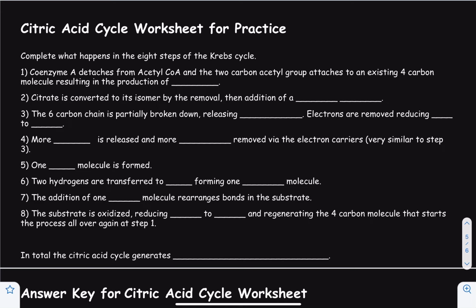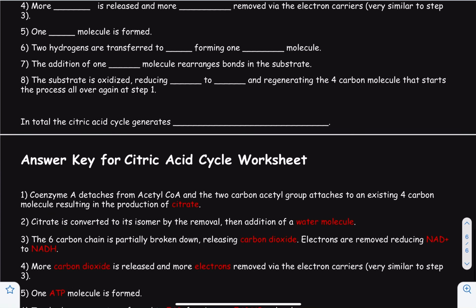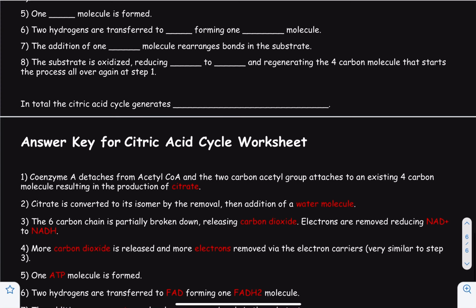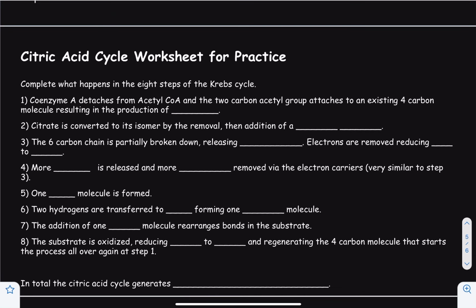More blank is released and more blank is removed via the electron carriers, very similar to step 3. More carbon dioxide is released and more electrons are removed via the electron carriers. One blank molecule is formed. Only 1 ATP is formed in the Krebs cycle. 2 hydrogens are transferred to step 6.